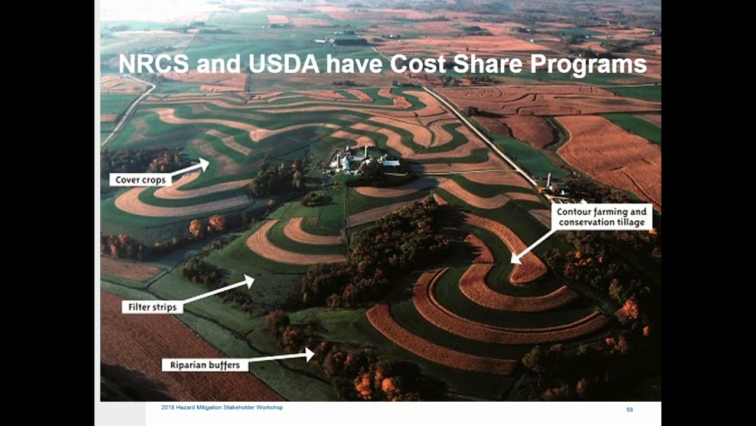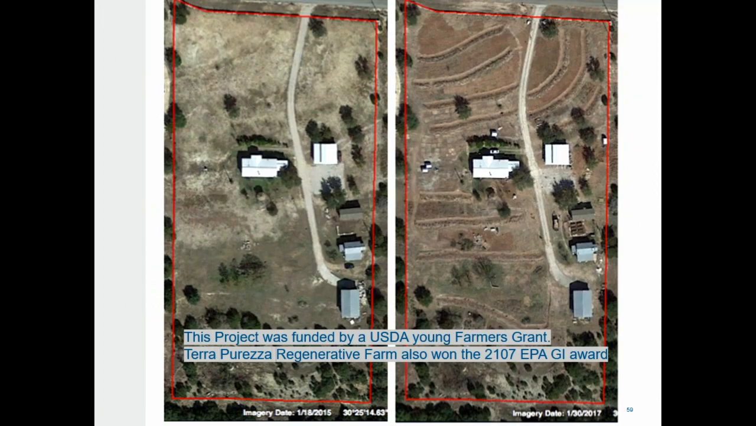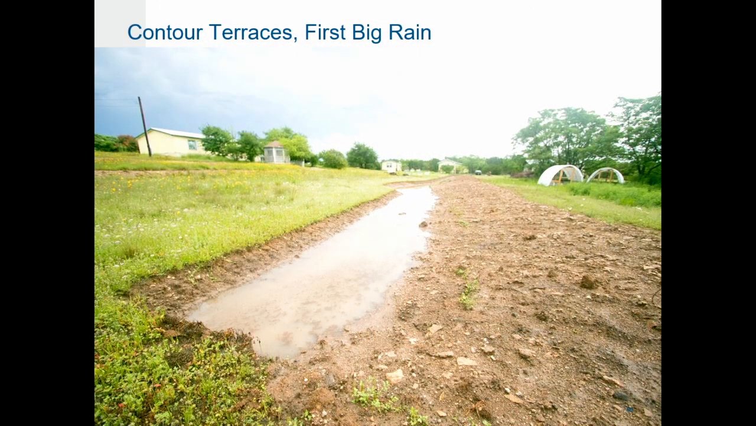And there's cost share for this. The NRCS has tons of cost share programs. There's a program right now, they're seeking out historically underserved farmers. Young farmers qualify for that. Here's a farm in Texas, went from bare rocky hillside to terraces, and all paid for by a USDA grant. This farm won a Green Infrastructure Award from the Environmental Protection Agency.